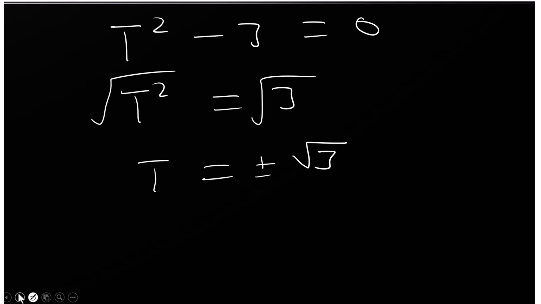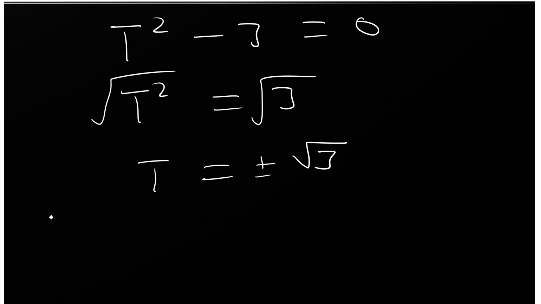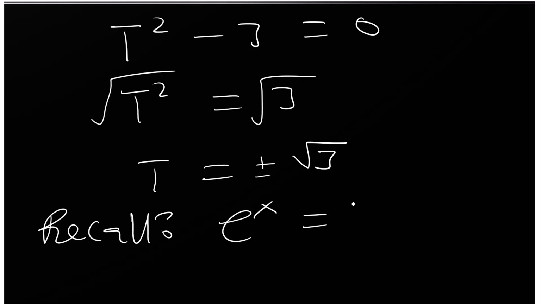But the solution, we are after e to the power x, so let's recall. E to the power x is the same as t, but let's look at the positive result, because you take log on both sides, so we have to ignore the negative.